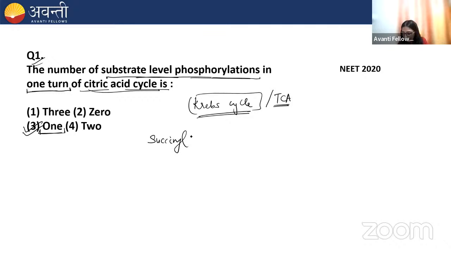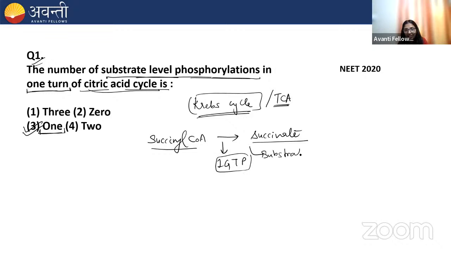So when succinyl CoA is converted to succinate, this is the step where 1 GTP is released. This step is the substrate level phosphorylation. Remember this, beta.